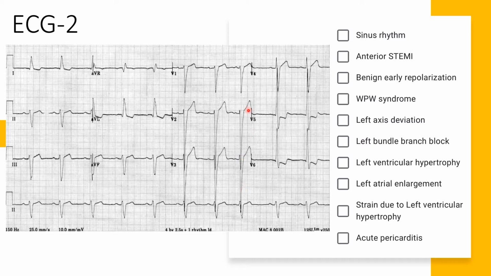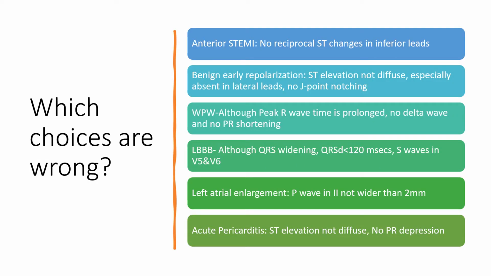ST elevations in the anterior leads and ST depressions in the lateral leads. In addition, there is also a slightly prolonged QRS complex. These answer choices were wrong because of the following reasons.